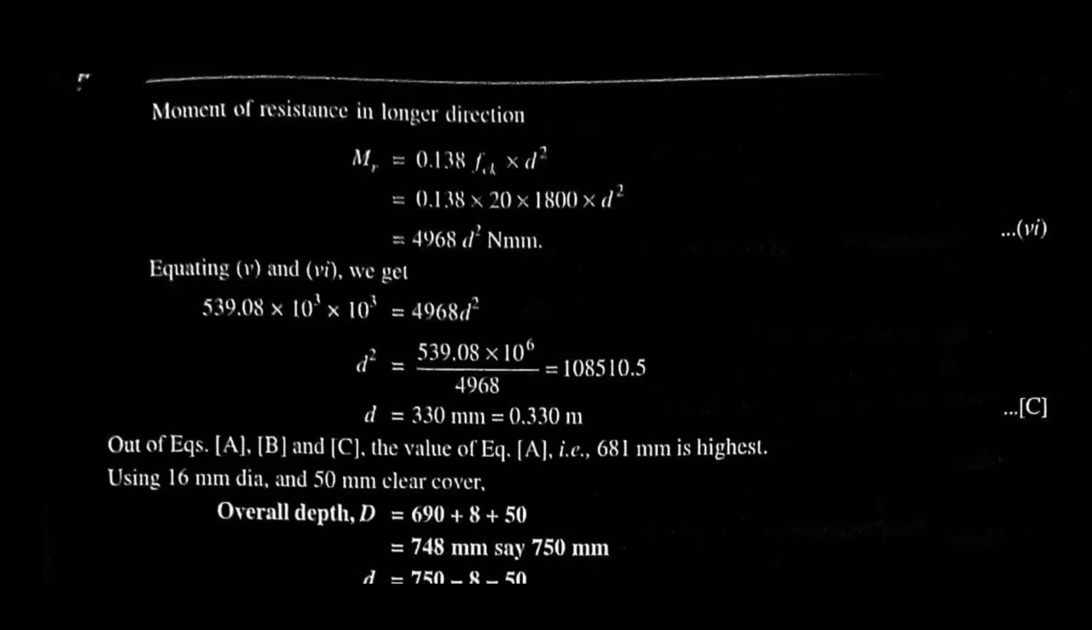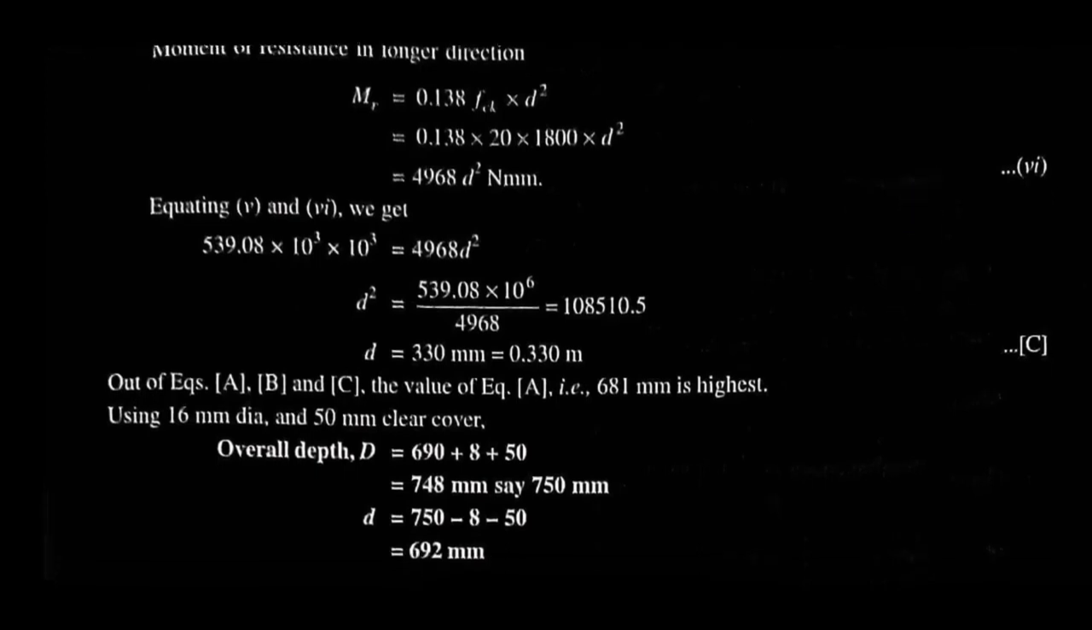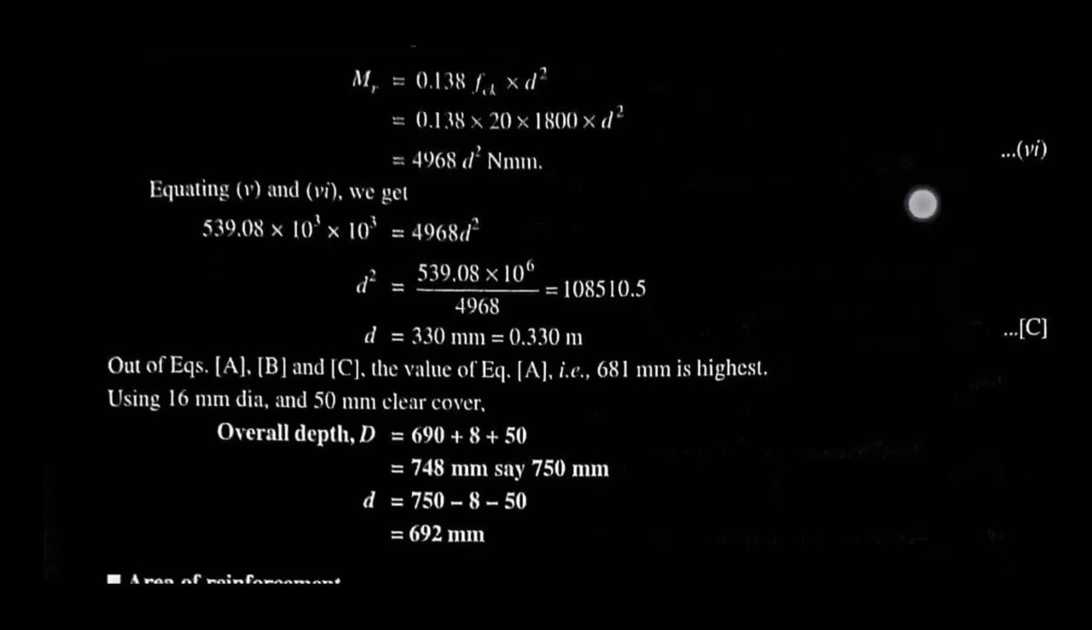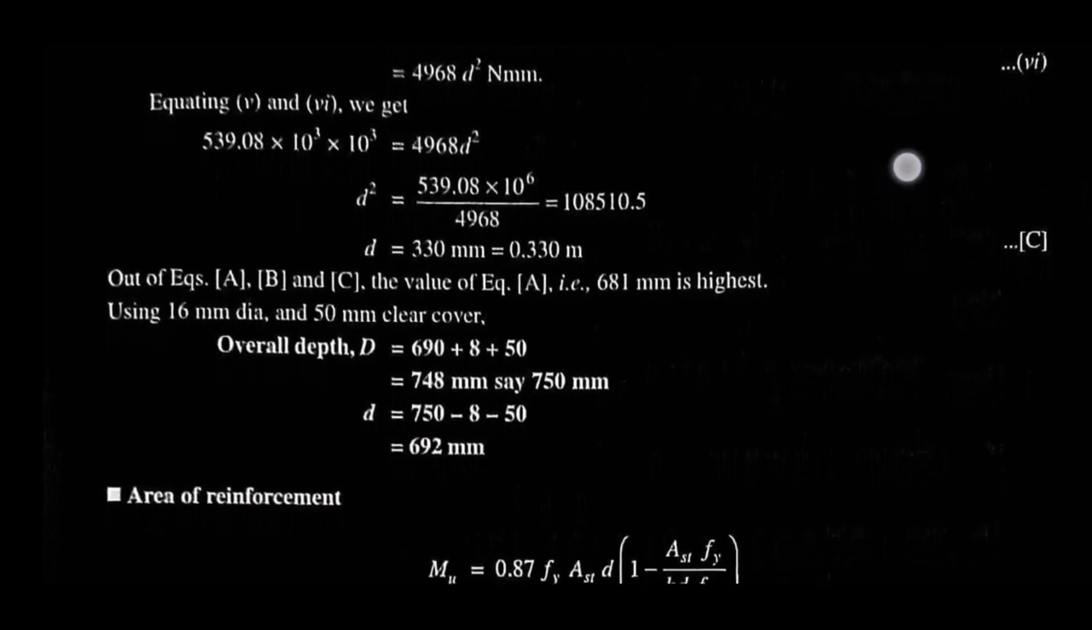Now out of equation A, B and C, the value of equation A, that is 681 mm, is highest. So depth in consideration will be 681 mm. Now using 16 mm dia bar and 50 mm clear cover, we have to calculate overall depth. Capital D is equals to 690 plus 8 plus 50, the half dia plus clear cover. So that is equals to 748 mm, 750 mm. If the overall depth is 750 mm, then the effective depth small d is equals to 750 minus half dia 8 minus clear cover 50, that is equals to 692 mm.